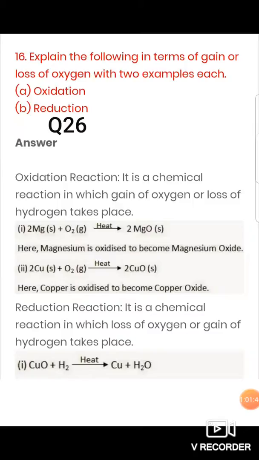So you see your example, magnesium plus oxygen gives MgO. Here is gain of oxygen. So here magnesium is oxidized to become magnesium oxide. Magnesium is oxidized because magnesium is gaining oxygen. So magnesium is oxidized here. That's why it is magnesium oxide.